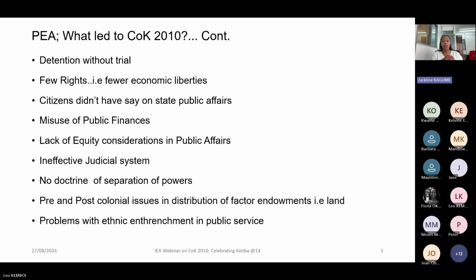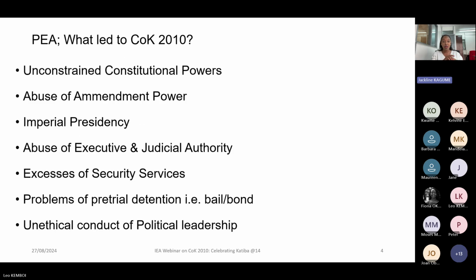Then we had problems of pretrial detention in terms of bail. And here we mean in terms of bail and bond. What we mean is basically there was denial of bail and bond. There were significant concerns that the fair administration of justice under the previous constitutional order was not guaranteed or was not entrenched as clearly and elaborately as it has been in the current constitution.